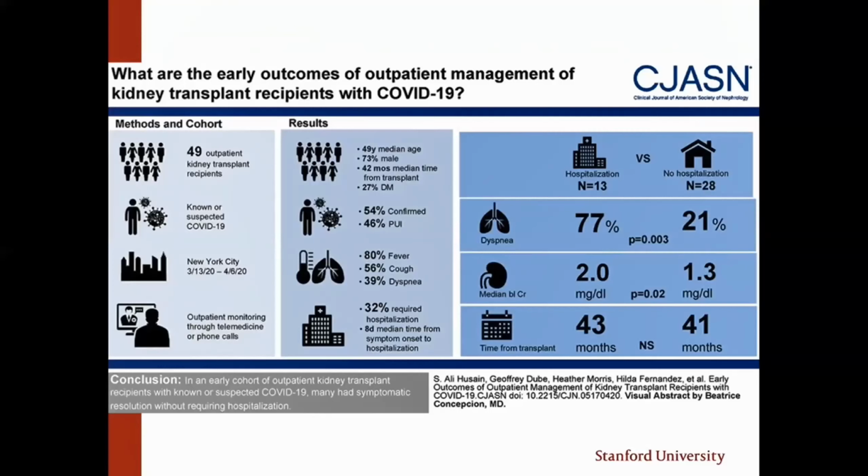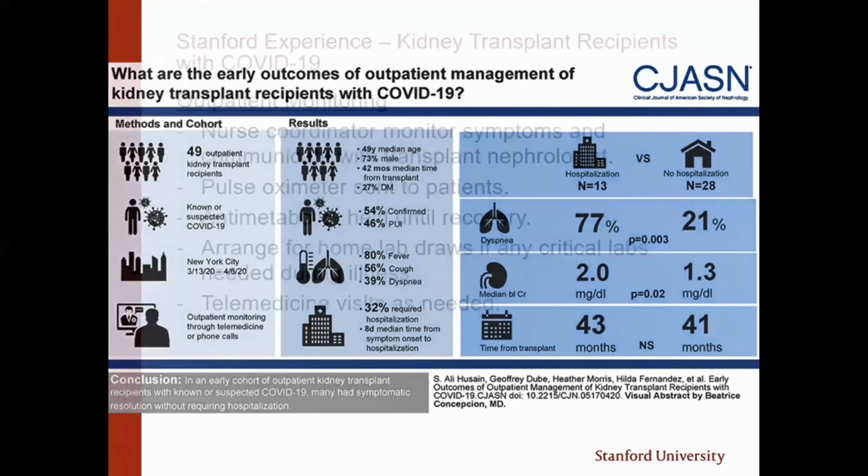On the right side of the figure, we see that there were 13 hospitalizations, so 28 patients were able to be managed successfully as outpatients. When you look at the differences between those who required hospitalizations versus no hospitalization, hospitalized patients were more likely to have dyspnea, with 77% versus 21%, and they were more likely to have a higher median baseline creatinine of 2 compared to 1.3 milligrams per deciliter in the outpatients.